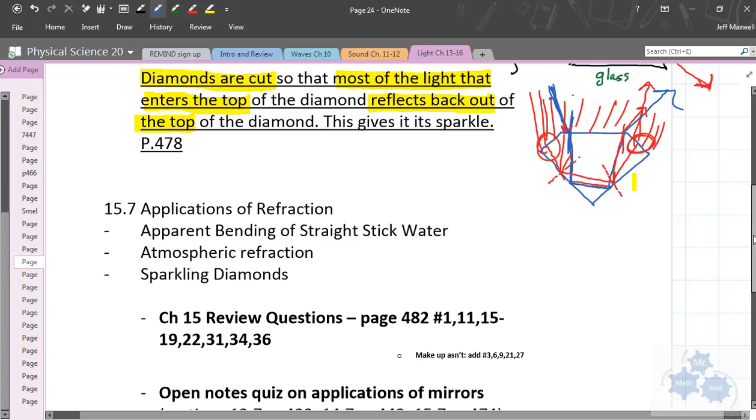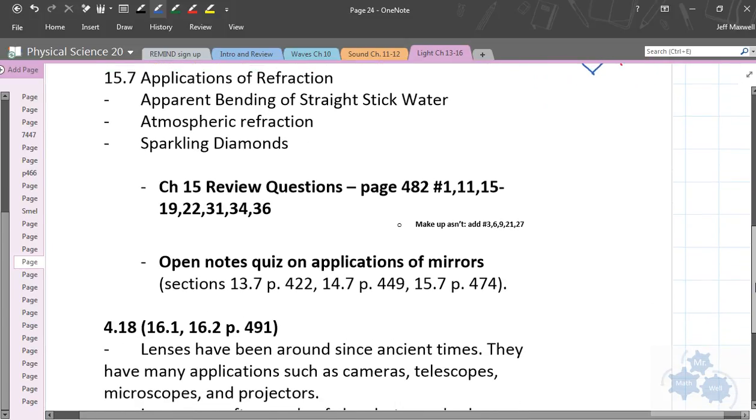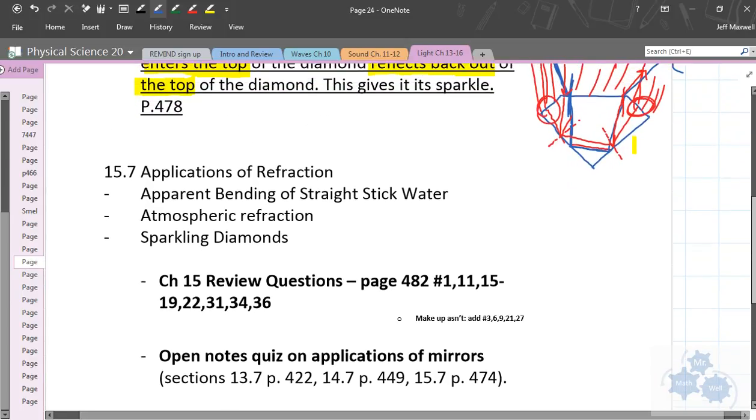Now, we've approached the end of chapter 15 here now, and what I'm going to get you to do is, before we start 16, in 15.7, so find that in your textbook there at the end of chapter 15, 15.7 on page 474. There are some applications, and you've taken notes on applications from chapter 13 and 14 already. I'm going to get you to do the same thing for chapter 15.